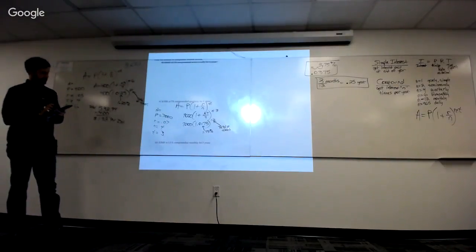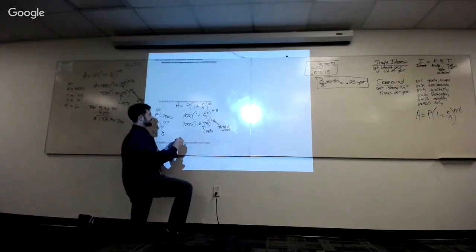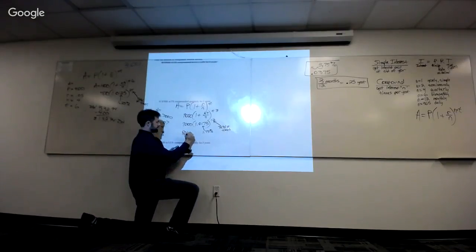Okay, so we compute that, 7,000 times 1.0175 to the power of 12, and that gives us 8620.08. I rounded to 2 decimal places. And then you subtract out the $7,000 that you invested, and that gives you 1620.08. That's the interest earned.